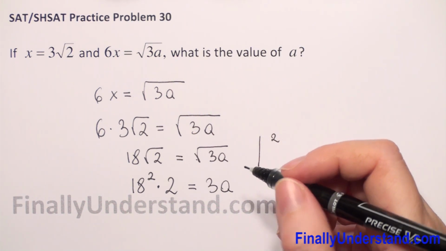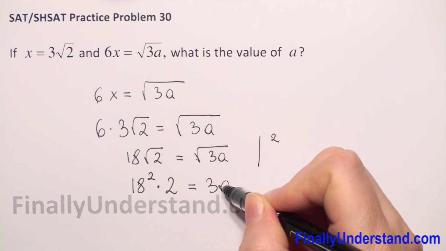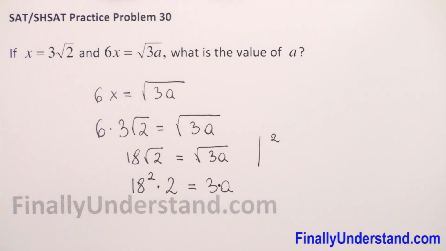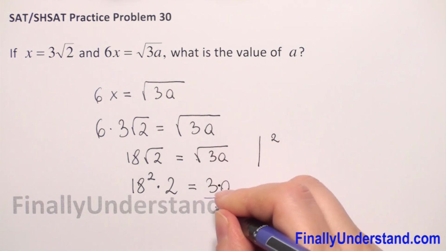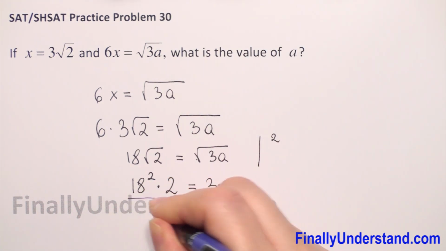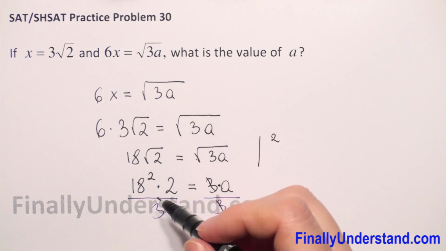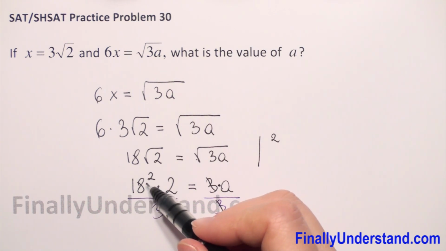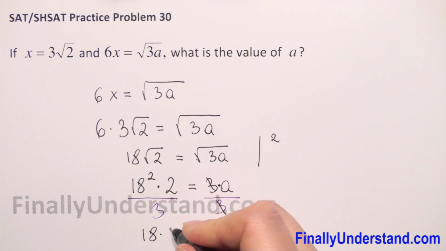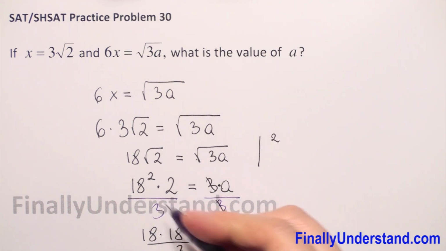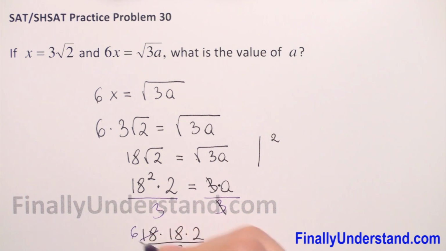So what next? Because we have multiplication here and we need to find a, I would divide both sides by 3, of course. So 3 and 3 we can reduce. And what else? 18, I can rewrite to the second power, so this is 18 squared times 2 over 3. This is equal to a. So 18 and 3 we can reduce. This is 1 and 6.